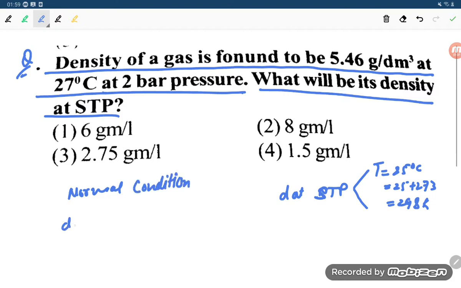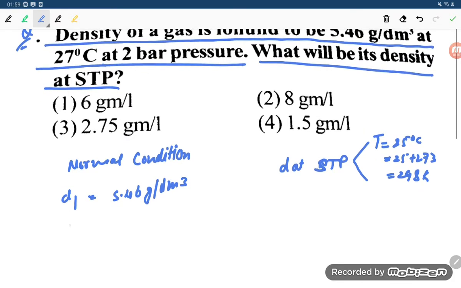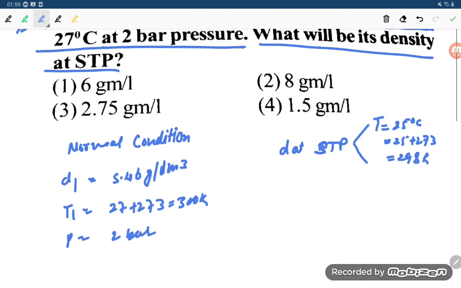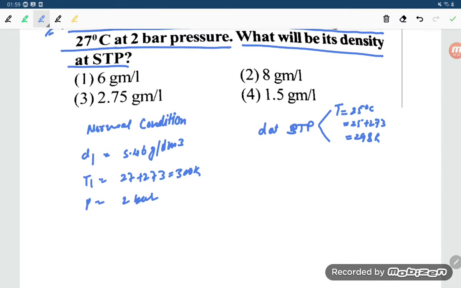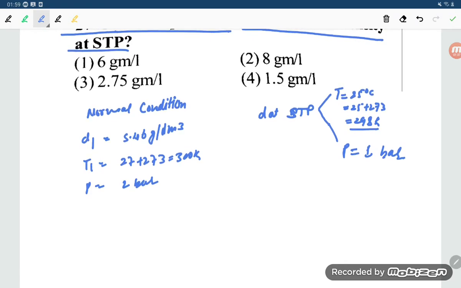D is equal to, they have given, suppose it is D1. So how much? 5.46 gram per decimeter cube is given, at temperature T1, 27 plus 273 means 300 Kelvin. Pressure they have given is 2 bar. What will be the density at STP? So the temperature is 298 Kelvin and the pressure is 1 bar. Pressure and temperature are there, then they are asking for D2, the density at STP.